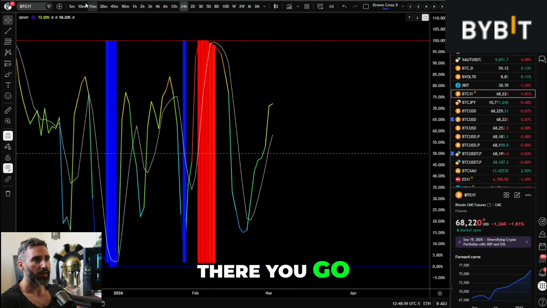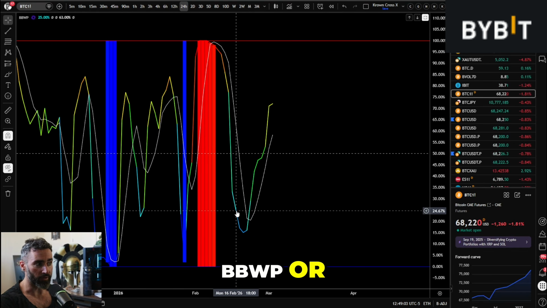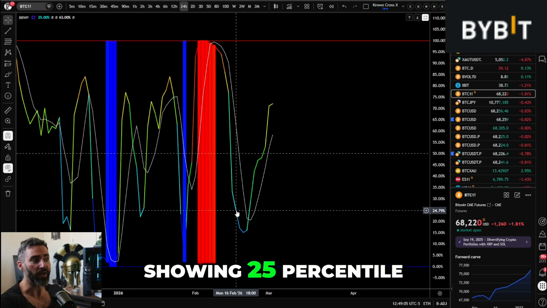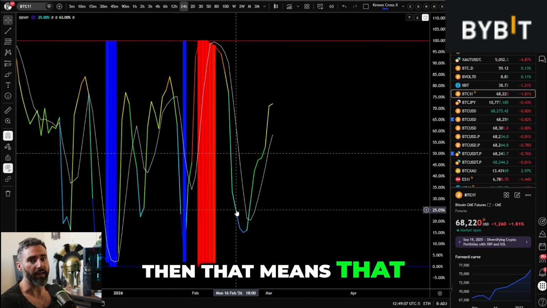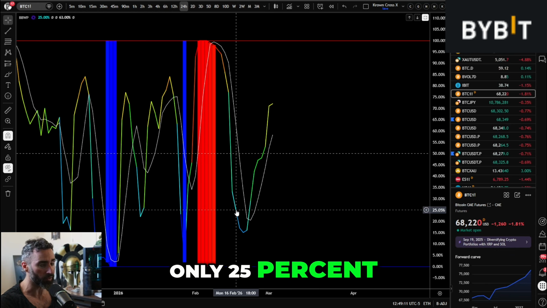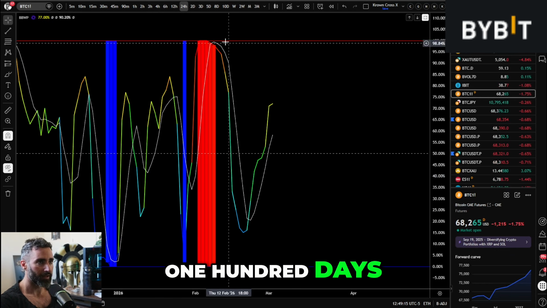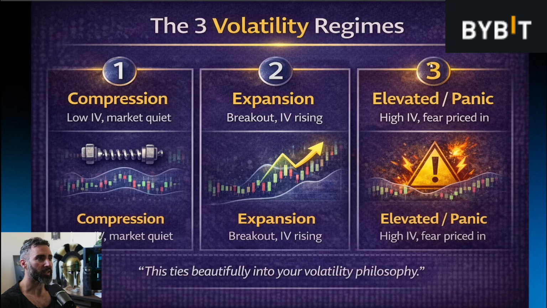There you go. And of course, on the other side, let's say your BBWP or your IV percentile is showing 25 percentile, then that means that the current period is experiencing more volatility than only 25% of the look back, in this case, 100 days. Cool. All right. Let's move on to the next one.